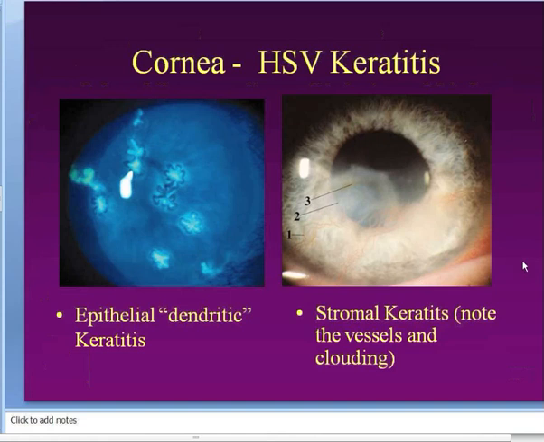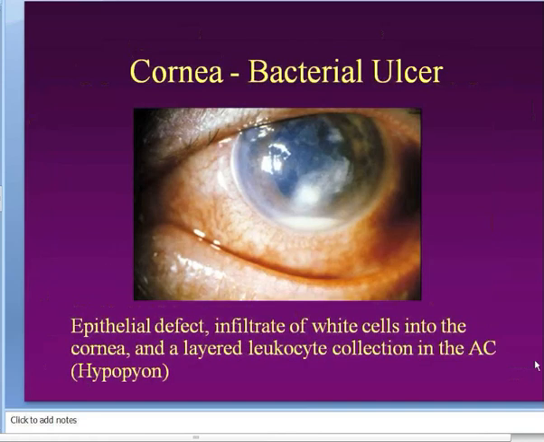Stromal keratitis is another type of HSV keratitis infiltrating the deeper layers of the cornea. And the most common cause of keratitis is people that sleep in their contact lenses with a little bit of Pseudomonas causing an infiltrate in the cornea.